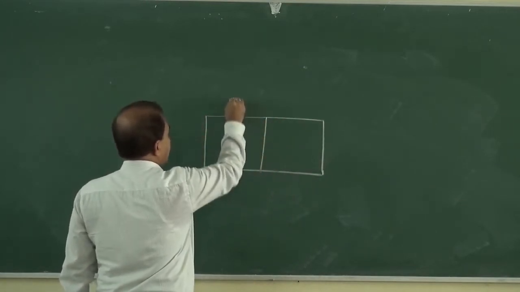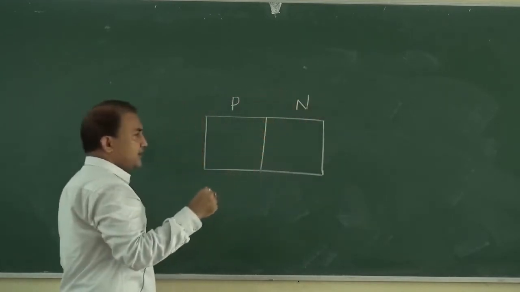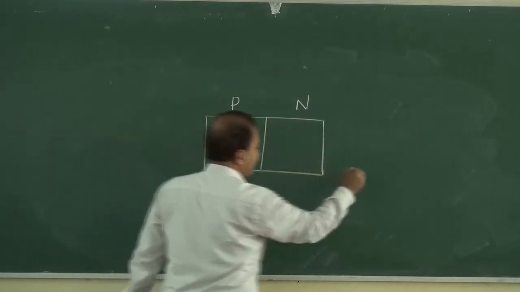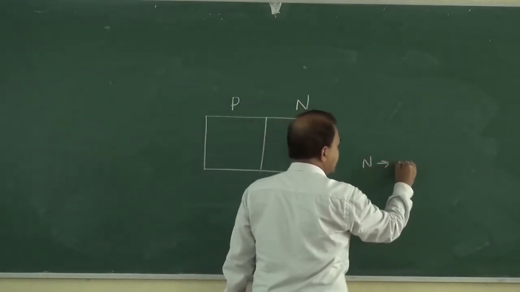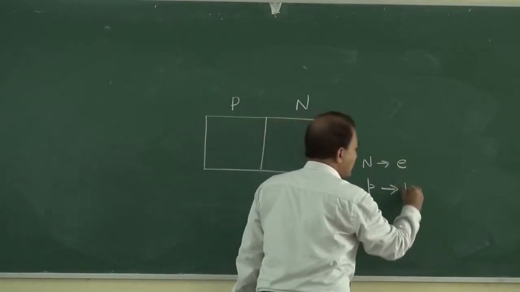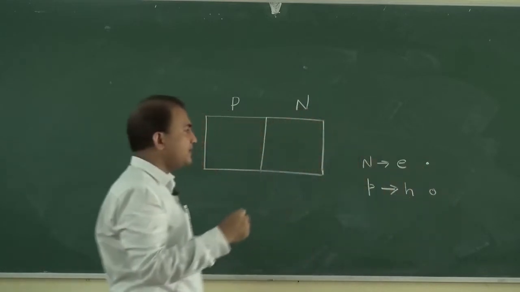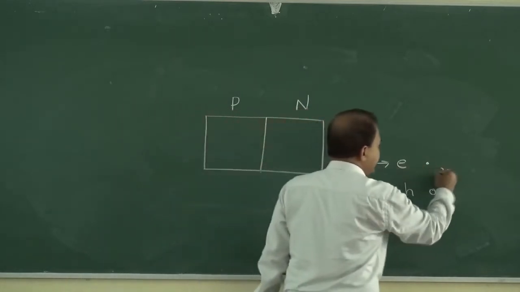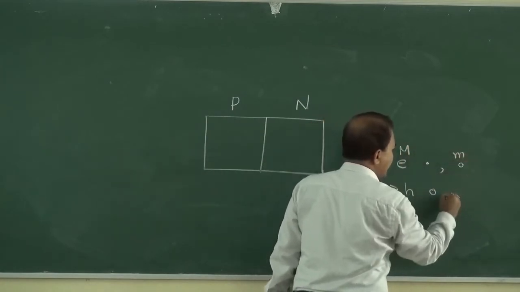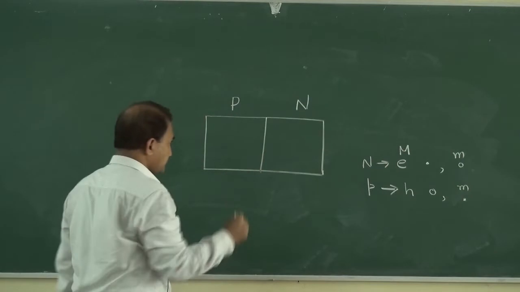Suppose this is p-type semiconductor and this is n-type semiconductor. In case of n-type semiconductor, the majority carriers are electrons, and in case of p-type semiconductor, the majority carriers are holes. It is represented like this, and this is a hole. Here the minority carriers are holes, and here the minority carriers are electrons.